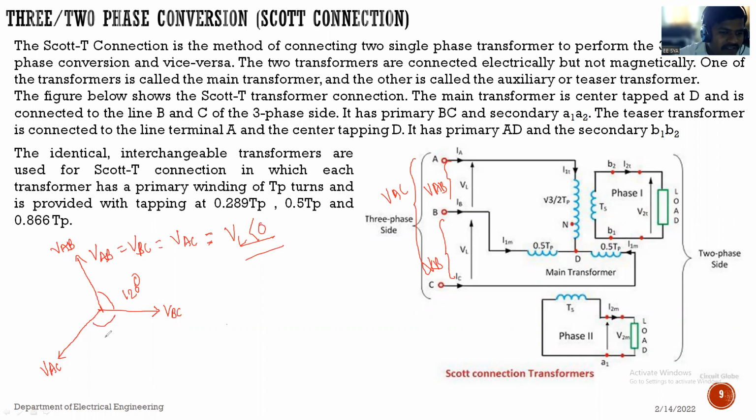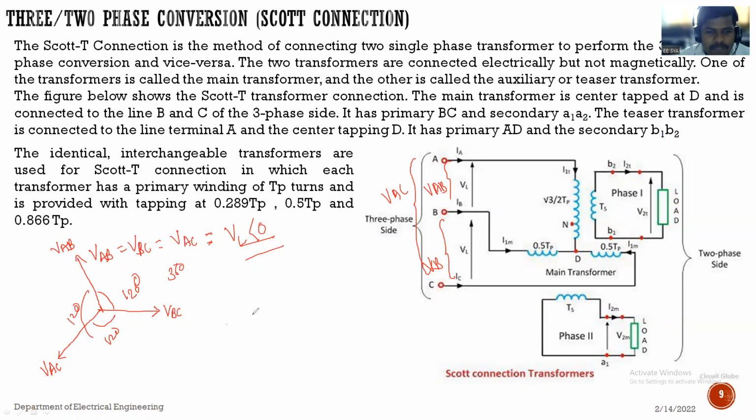So balanced, this one is also 120, this one is also 120, so total is nothing but 360. So the round is complete. So the balanced phasor, the angle between each is nothing but 120 degree. Okay, angle between it is nothing but 120 degree. See, this is the phasor.